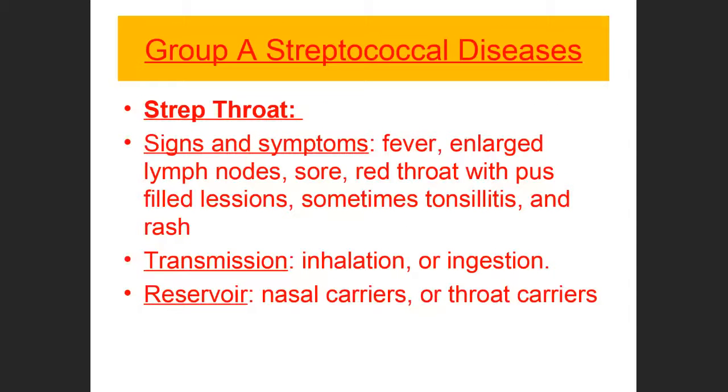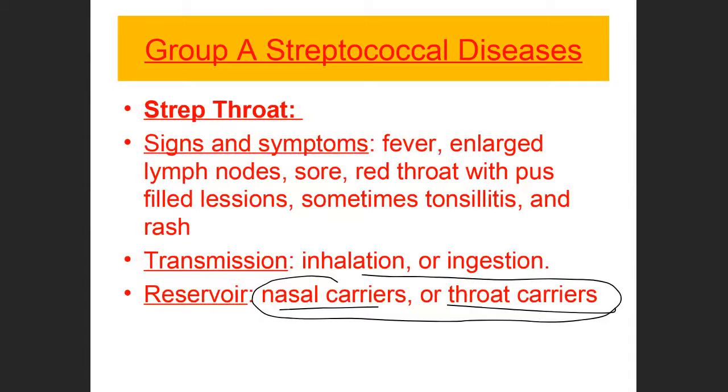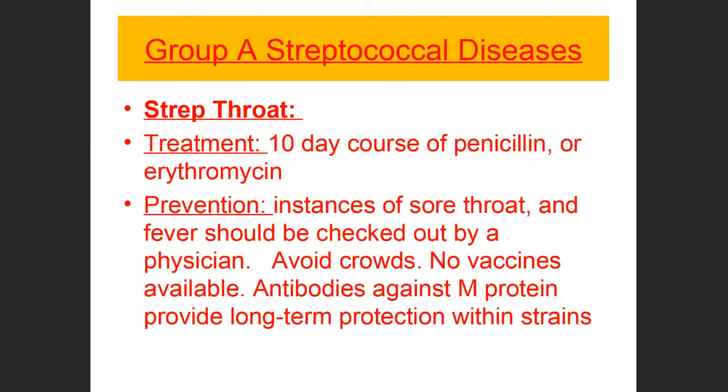Strep throat, we have fever, enlargement of lymph nodes, red throat, tonsillitis, pus-filled lesions, transmitted through inhalation or ingestion. Nasal carriage, yeah, the organism is a human pathogen. So there's people that carry the organism in their noses and in their throats. Again, about 5 to 10% of the population carries the organism.